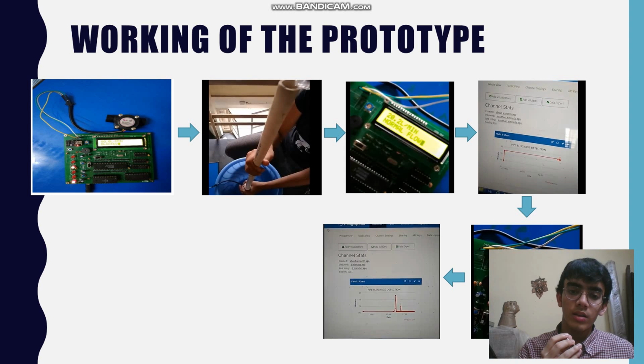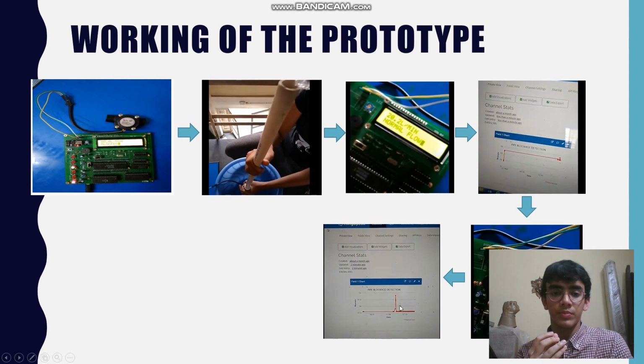And on obstructing the flow, we get a negligible amount of flow rate, which is again signaled by the LCD screen as blocked, and the same information is updated here, and we can see the decrease in the flow rate after a certain point of time.